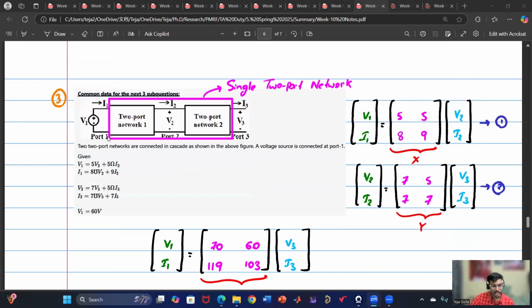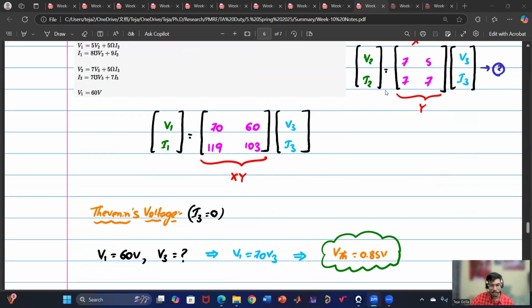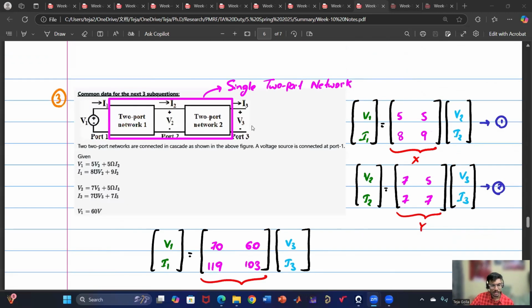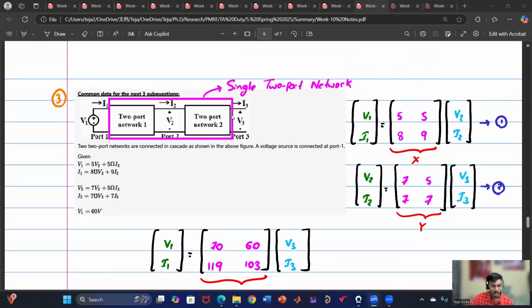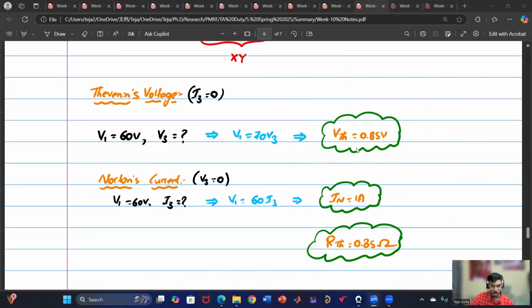And then they are saying this, they are considering into a single port network. So ABCD parameters will be multiplied. So we have done matrix multiplication and then got. So now they are asking what is the Thevenin voltage. So for Thevenin voltage, we know that all the currents will be 0 and I3 will be 0 because it is open circuit. Then we have substituted that and got Thevenin voltage.